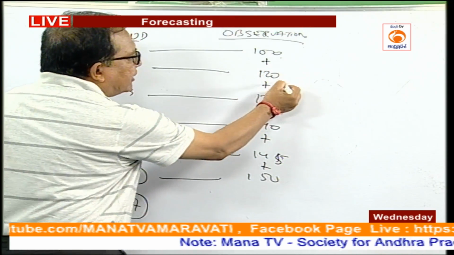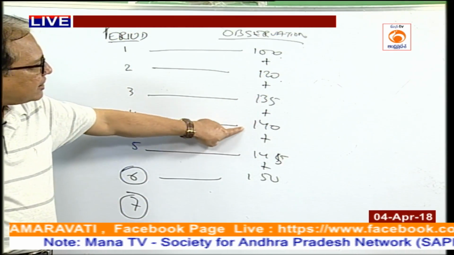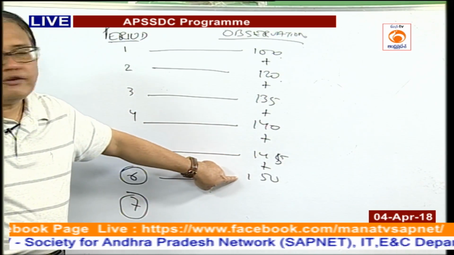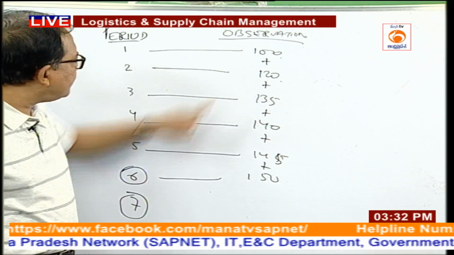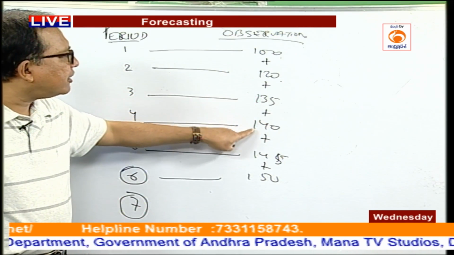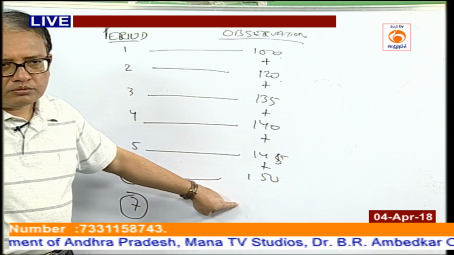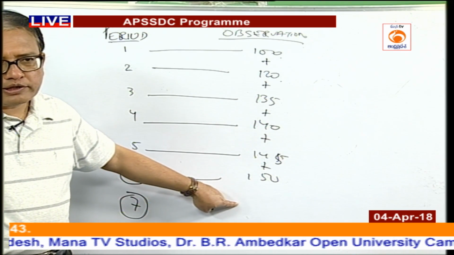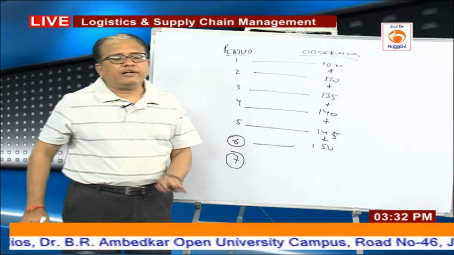That means 100 plus 120 plus 135 plus 140 plus 145 plus 150 divided by how many observations we have? 6. So, the total 100 plus 120 plus 135, whatever total it comes to, you add all of them and divide by 6.